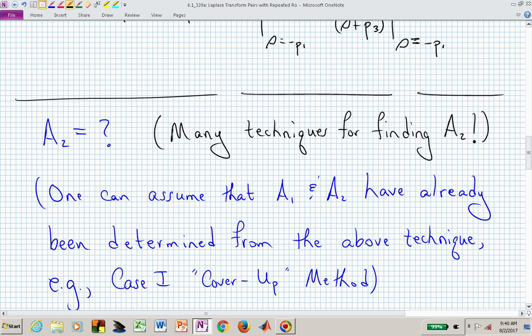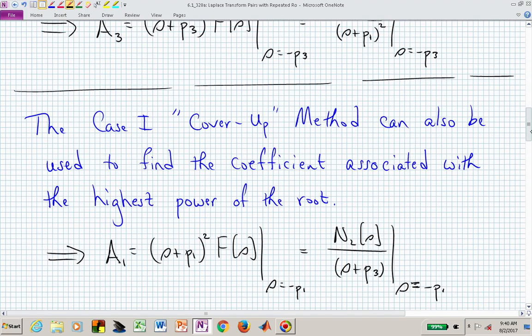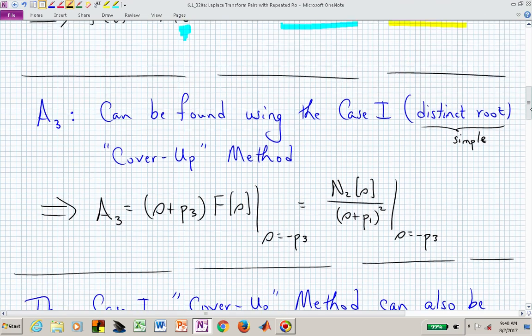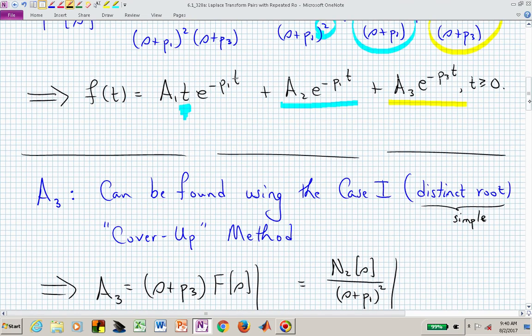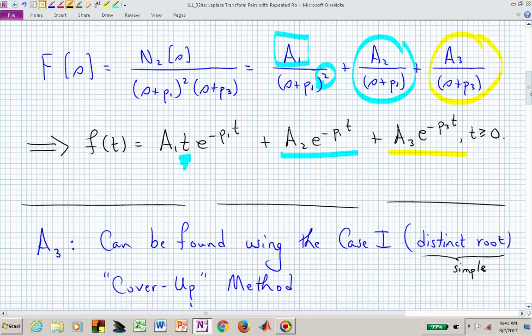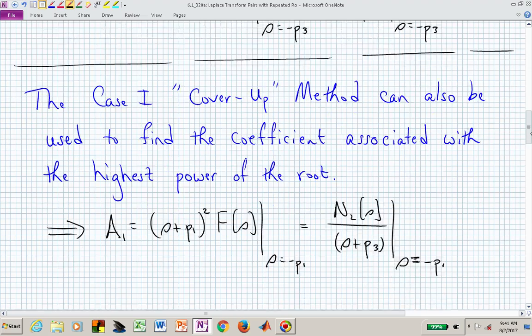When we're finding a sub 2, however, we are going to assume that we've already found a sub 1 and a sub 3 using these previous approaches. So now the only unknown in this partial fraction expansion structure is this unknown coefficient a sub 2. That's the only remaining unknown.